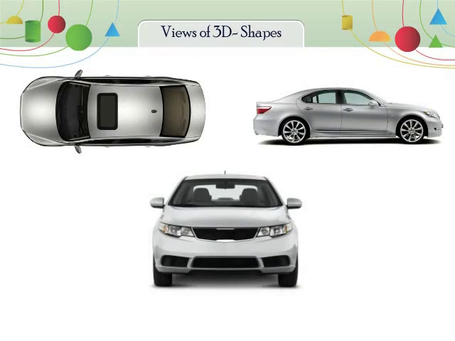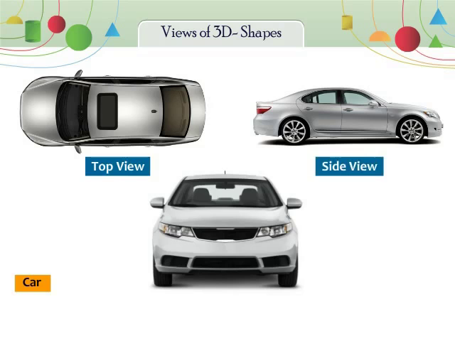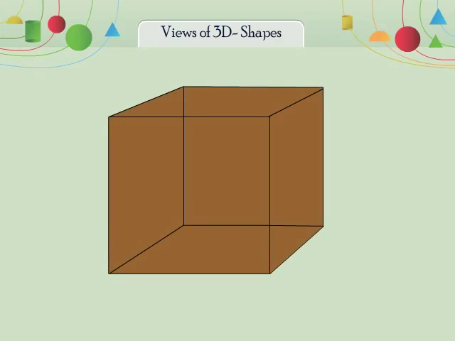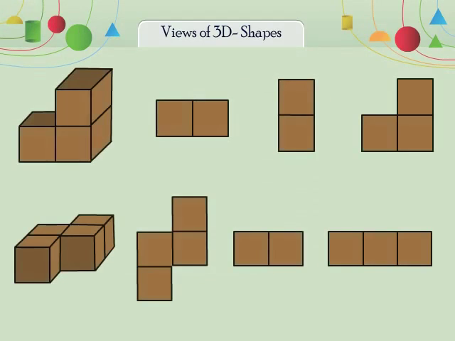Similarly, here are different views of a car. Top view, side view, front view. Observe the solid shapes which are formed by arranging some units of cubes. It looks different from different positions, but the object is the same.